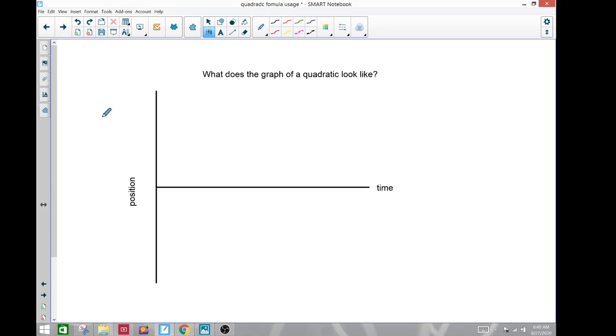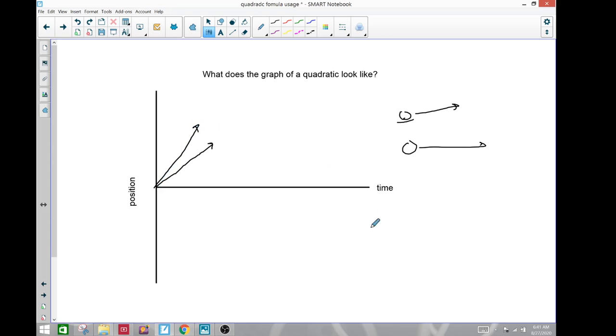So what would a quadratic look like? If we took an object, let's say a ball, and you just pushed it and rolled it at a constant velocity, then the position-time graph is going to look like a straight line. Remember, the slope of the position-time graph is the velocity, so it might look something like that. If I pushed it a little bit faster, then maybe it looks like this.